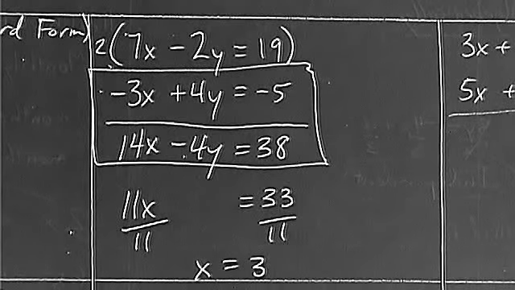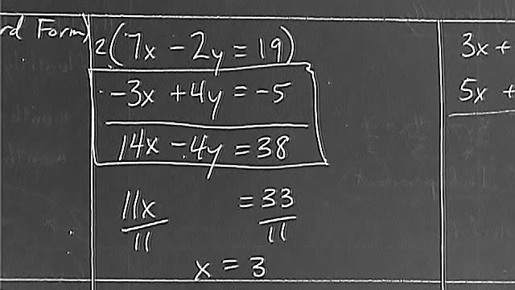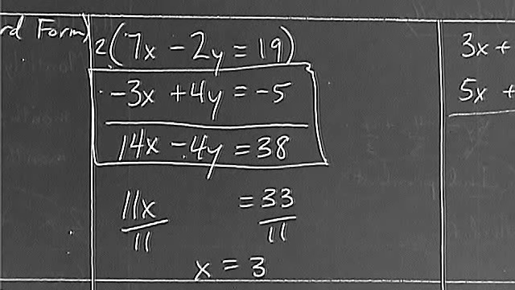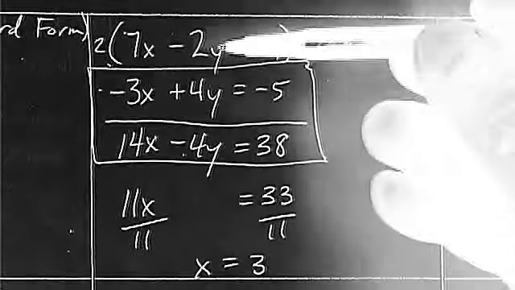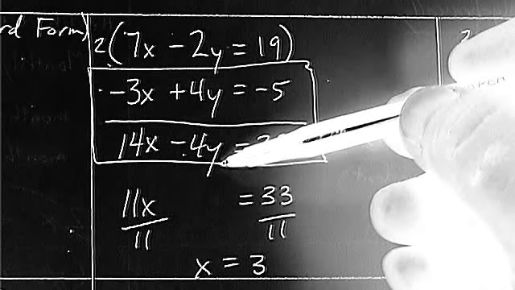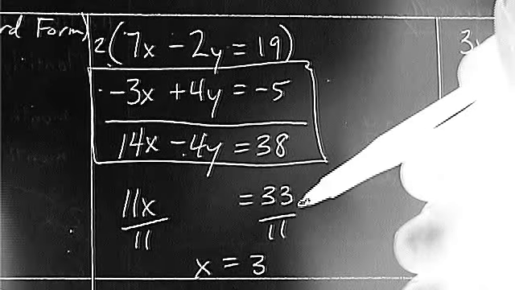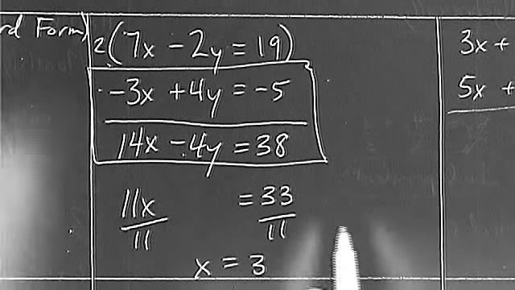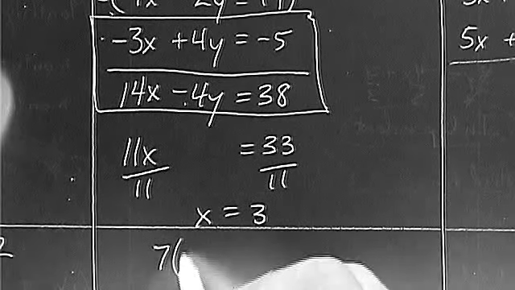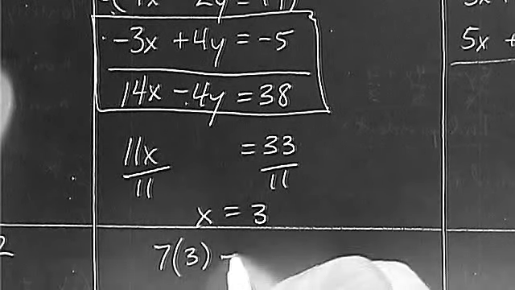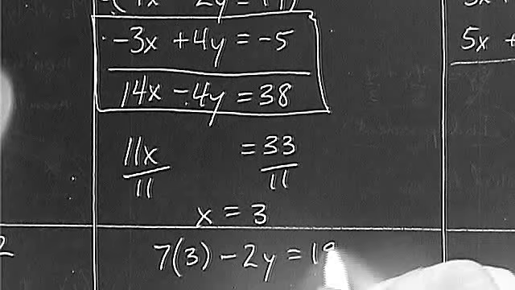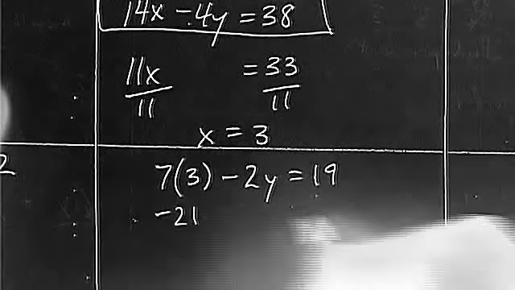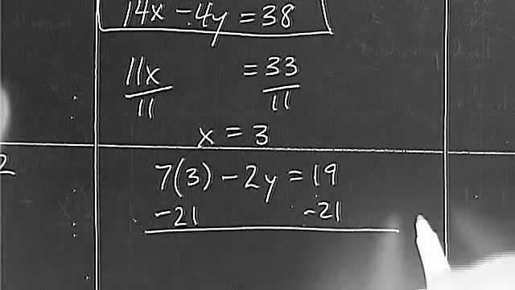Pretty simple. I get to pick one of the equations to plug my x value back into. It really doesn't matter what you pick. You've got really 3 choices here of different equations. You can use any one that you want, because if it's truly a solution, it's going to be on any one of those. So I'll pick the first one. 7 times 3 minus 2y equals 19. So that's 21, so we'll take away 21 from both sides.